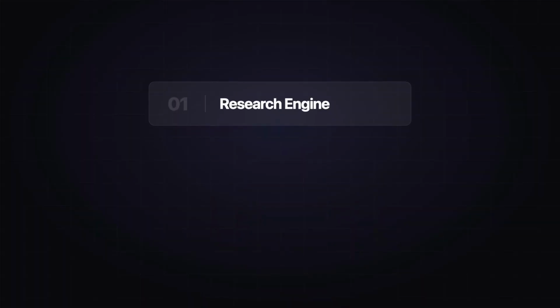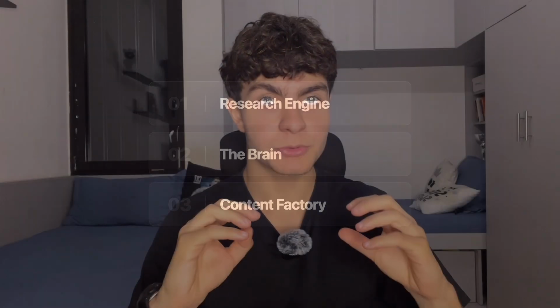So the system is divided into 3 sections: the research engine, the brain, and the content factory. And we will go over each one, starting with the research engine.